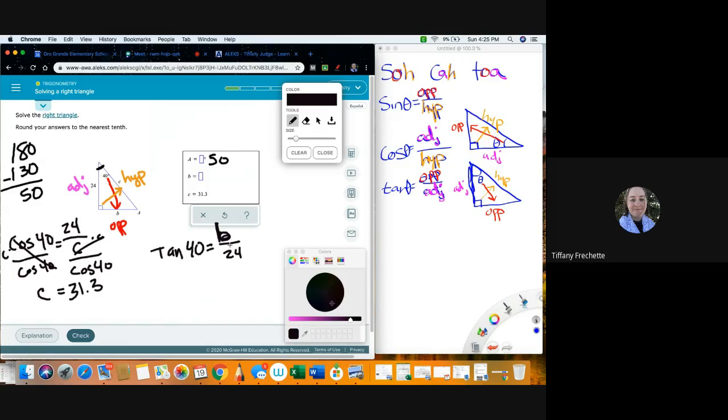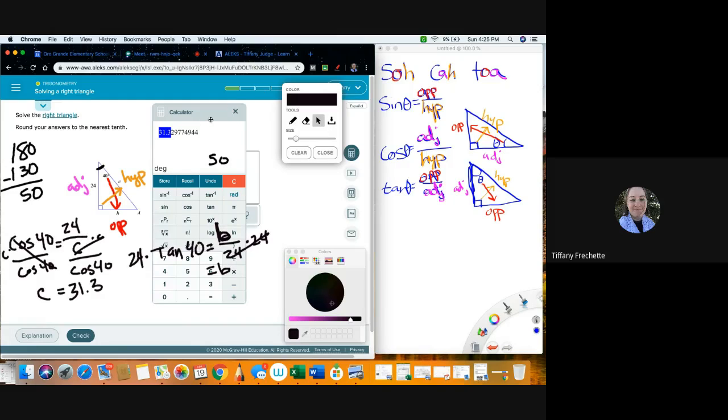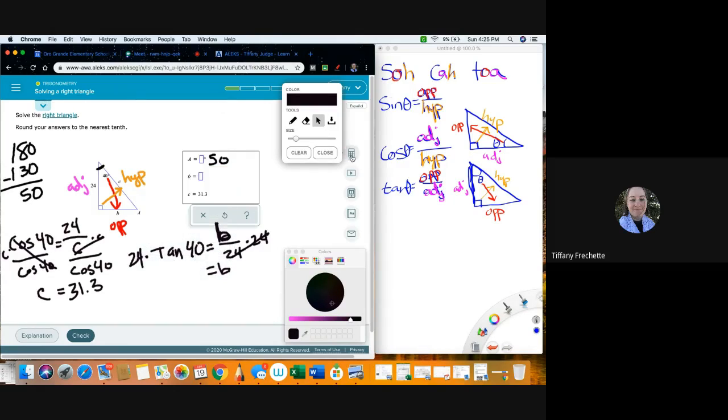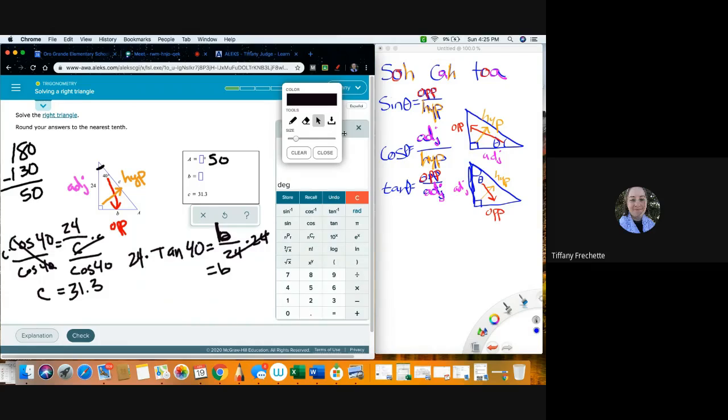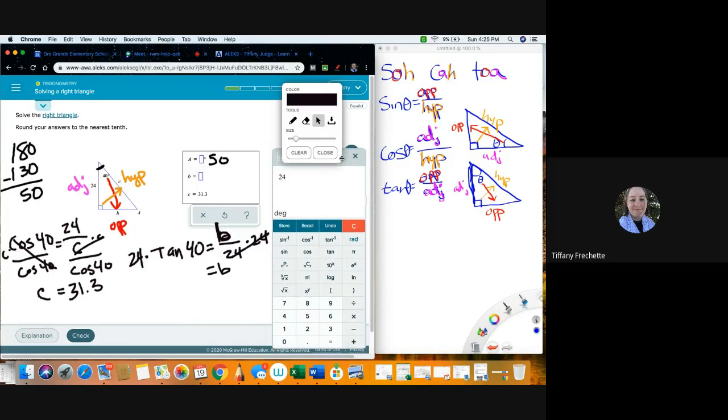So now all we have to do, since B is on the top, this actually makes it a little easier. We multiply both sides by 24. 24s cancel. So B equals, all we have to do is work this out on our calculator here. Clear, we have 24 times tangent of 40, and that equals, so we get 20.1.